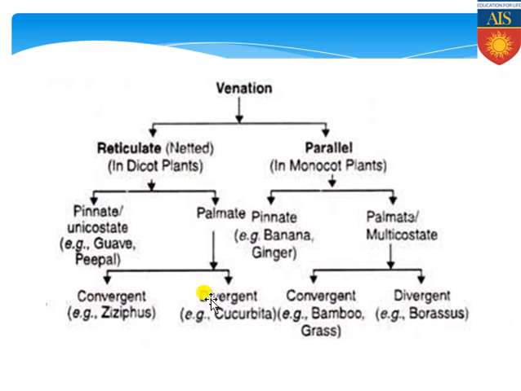And if you see the midribs are not getting converged to a certain point, rather they are getting diverged from a certain point, at that time it will be known as divergent palmate reticulate venation. The same thing can happen for parallel venation also.